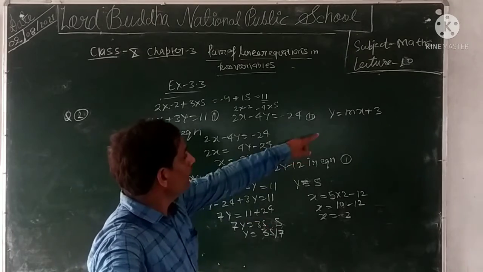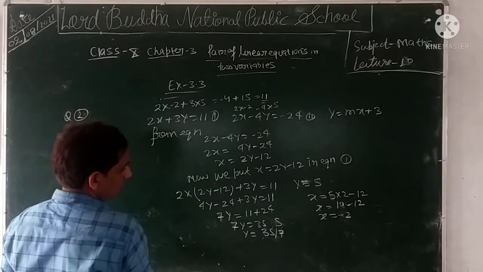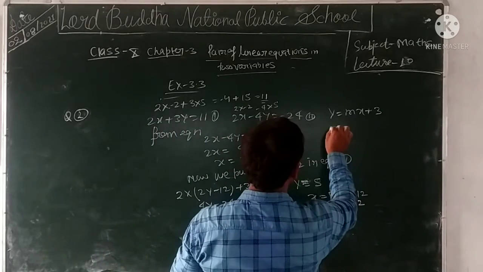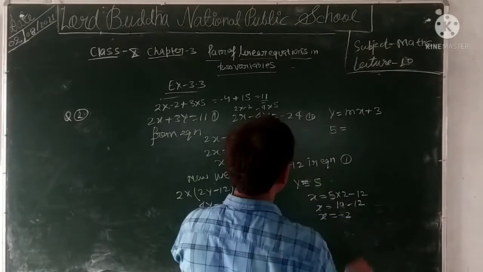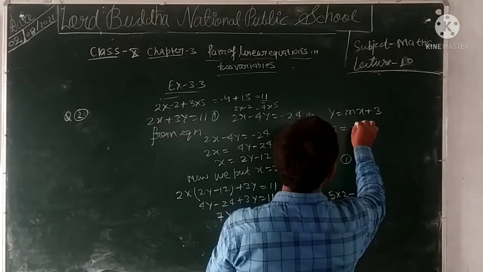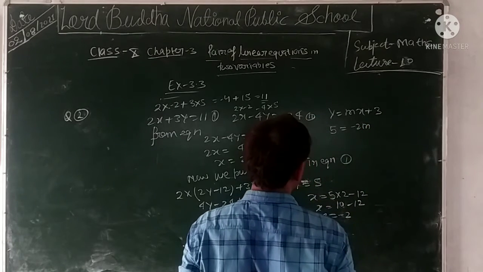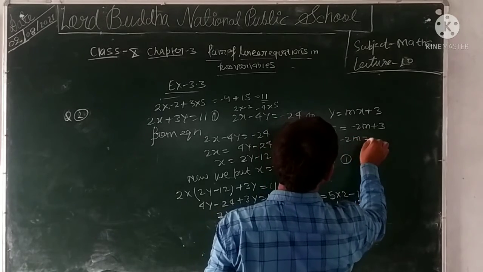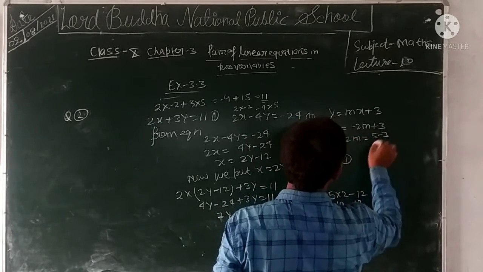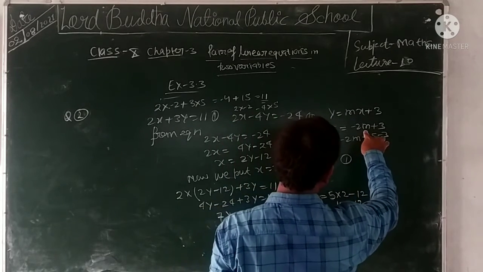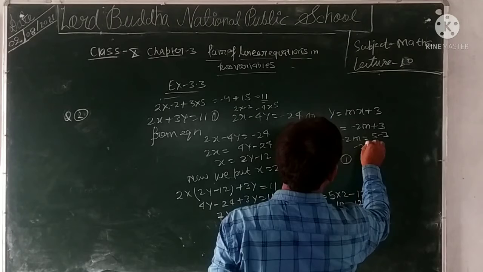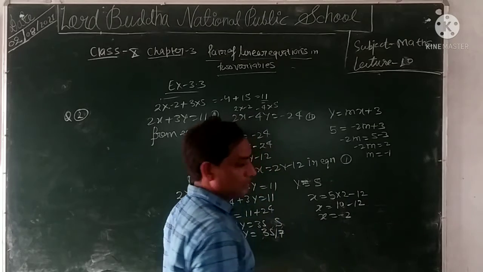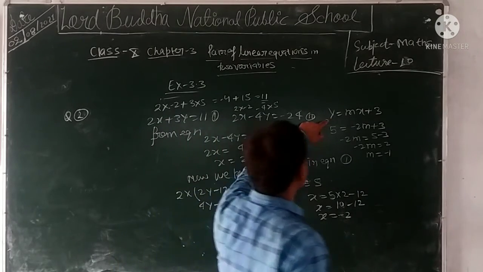Okay, now we have to find the value of m. We put here in place of y 5. 5 equal to m into minus 2, means minus 2m, plus 3. So we see that minus 2m equal to 5 minus 3. Minus 2m equal to 2, or m equal to minus 1. Put the value there to satisfy that.